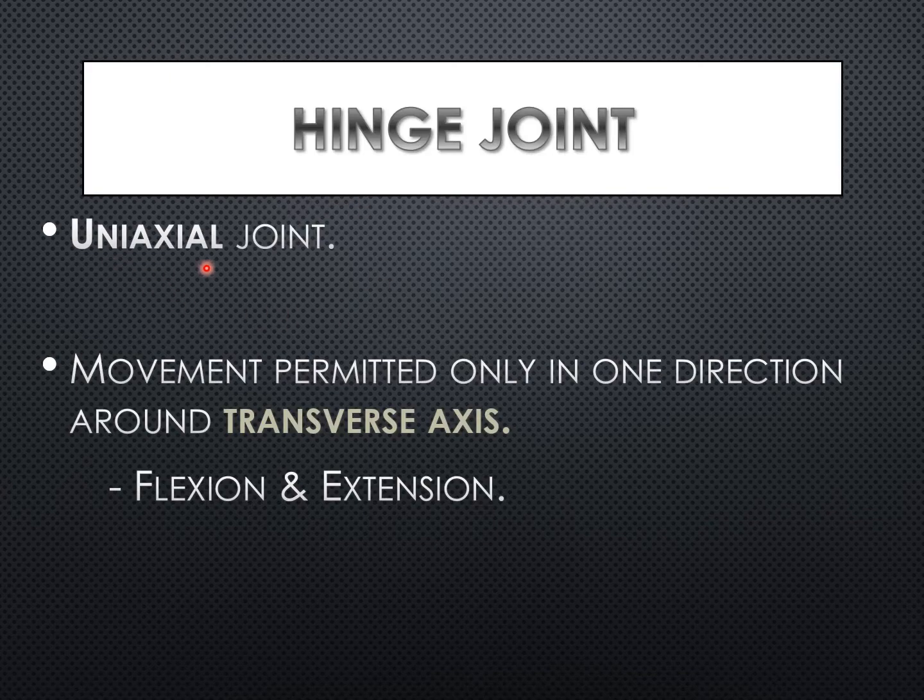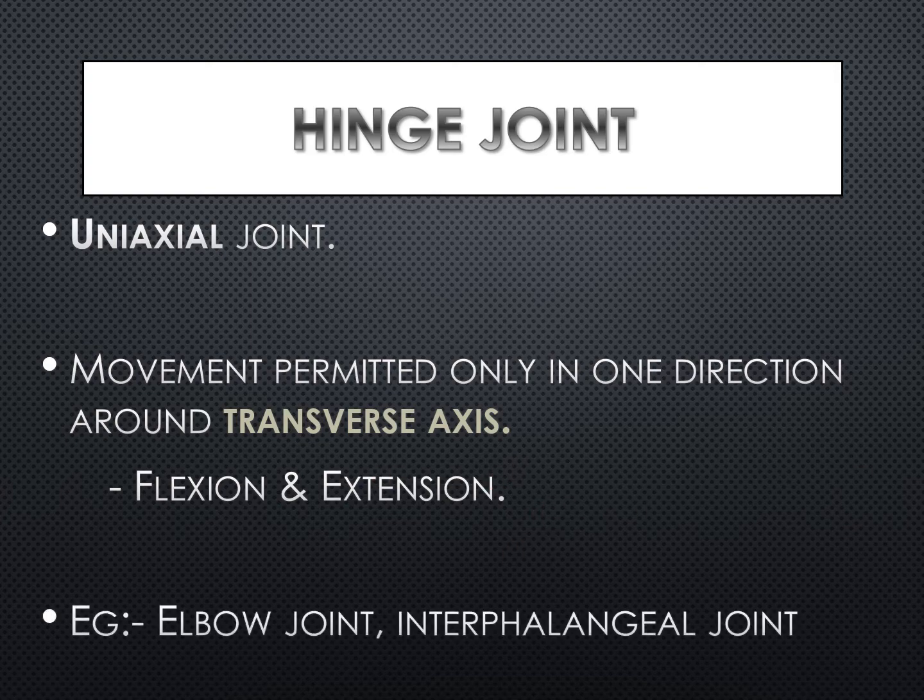Coming to the next variety of synovial joint, that is a hinge joint. Here there is only one axis, so it is a uniaxial joint, the axis being a transverse axis. So movement is permitted only in one direction around the transverse axis. That is flexion and extension movement happening around the transverse axis. And the examples for hinge joint are the elbow joint and the interphalangeal joint.